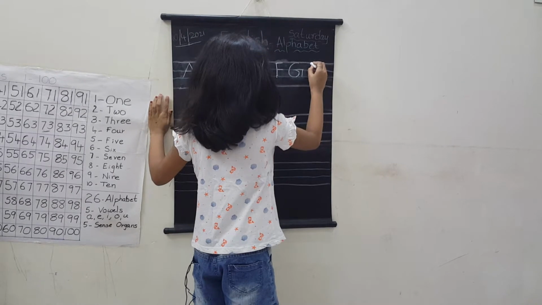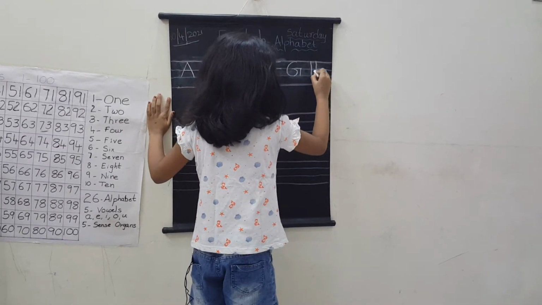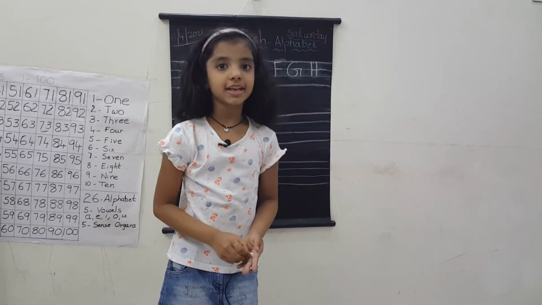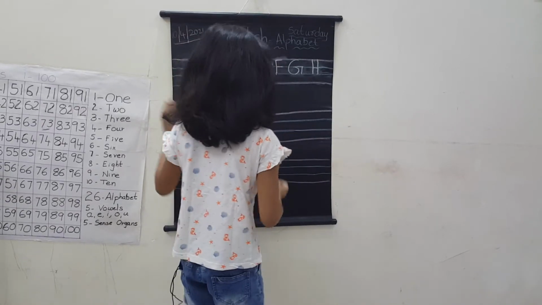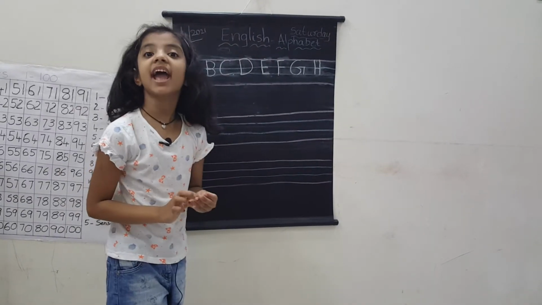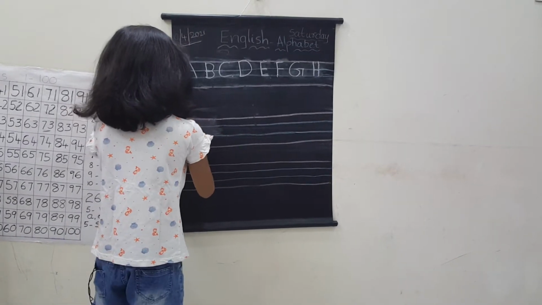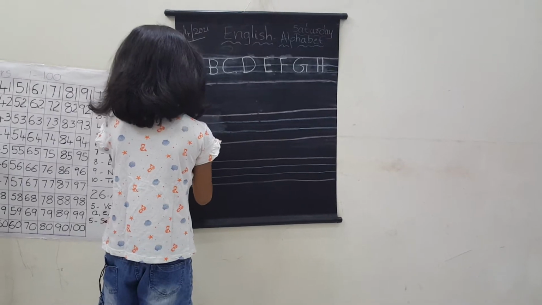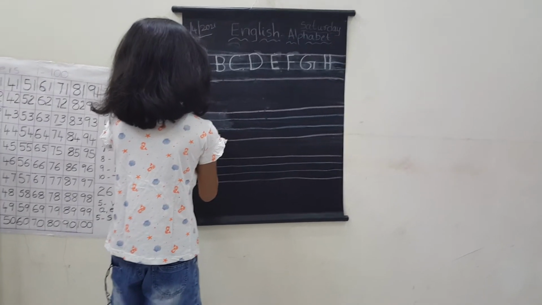Now we are going to write H. H for hat. Now we are going to write I. Like this. This is I.